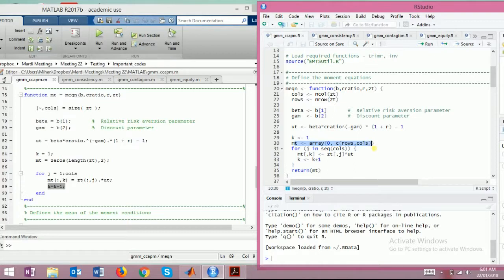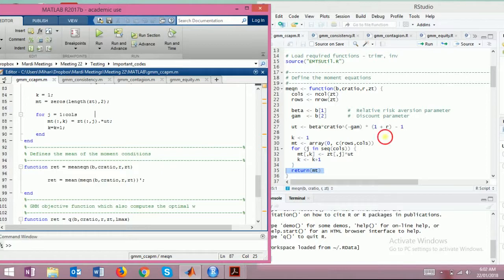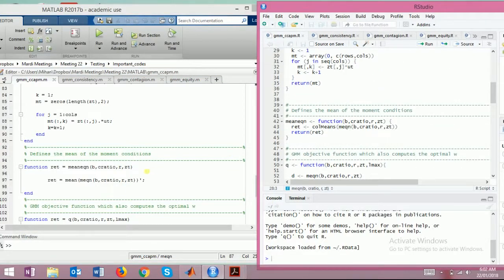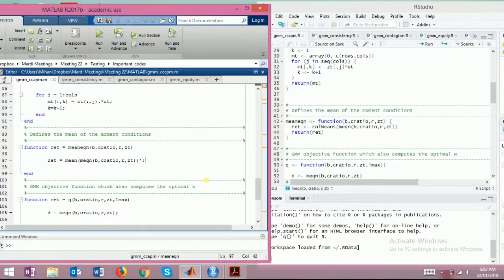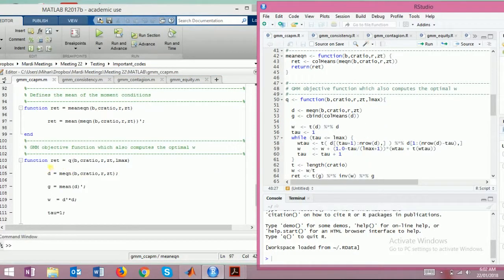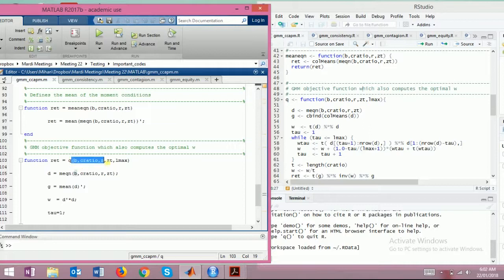First, zeros arrays for the number of rows and number of columns. We create a matrix of rows and columns, empty, for j in the sequence of all the columns, for all the rows up to k columns. We have all the rows up to j columns and ut, all the subsets of omega t ut, which is updated, and the function returns it. So define the moment equation, define the mean of the moment equation. RZT, the whole thing, the mean is represented with RET. Also compute the optimal W function Q.